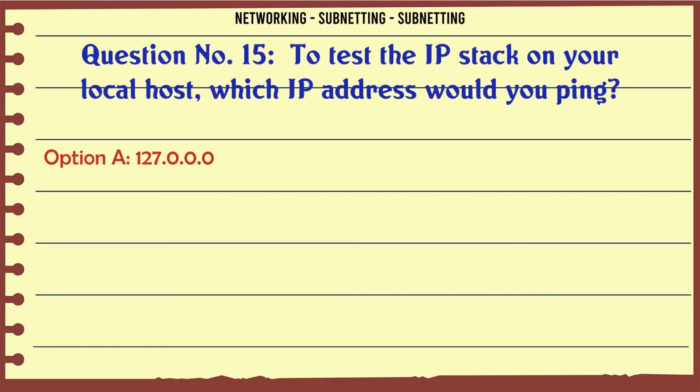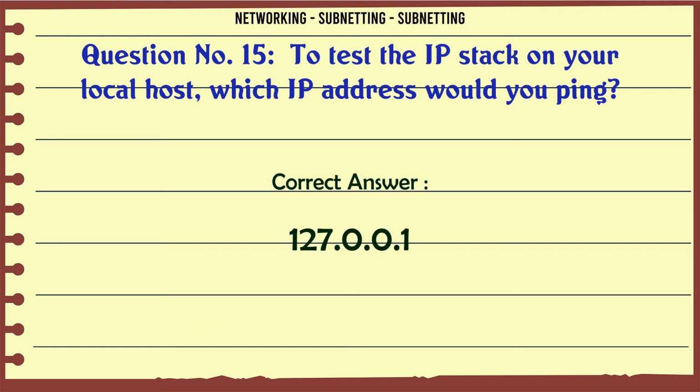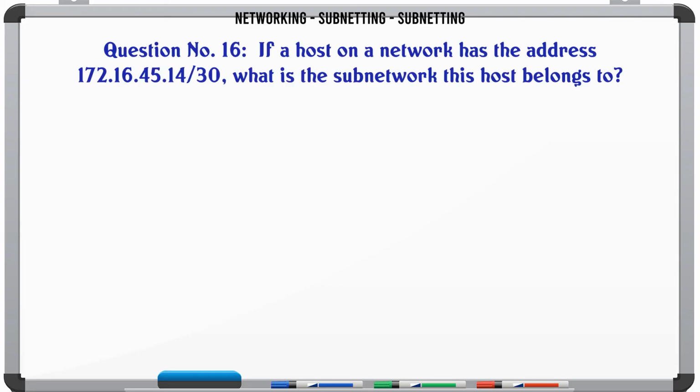To test the IP stack on your local host, which IP address would you ping? A. 127.0.0.0, B. 1.0.0.127, C. 127.0.0.1, D. 127.0.0.255. The correct answer is 127.0.0.1.